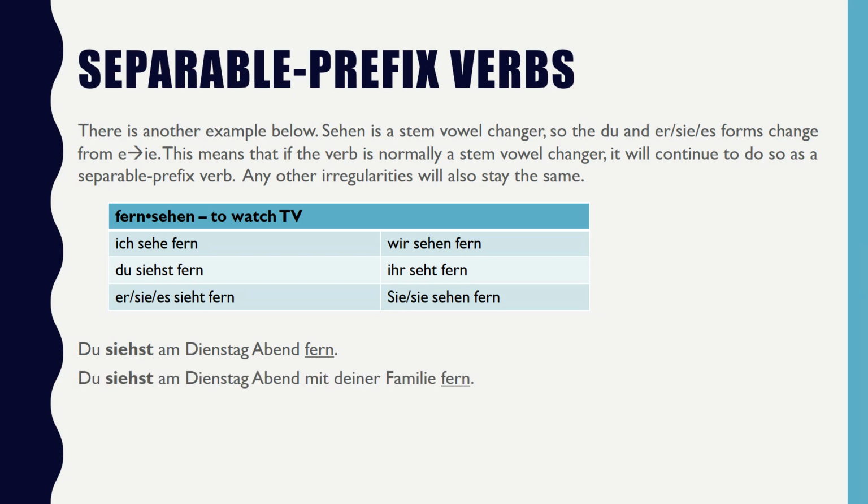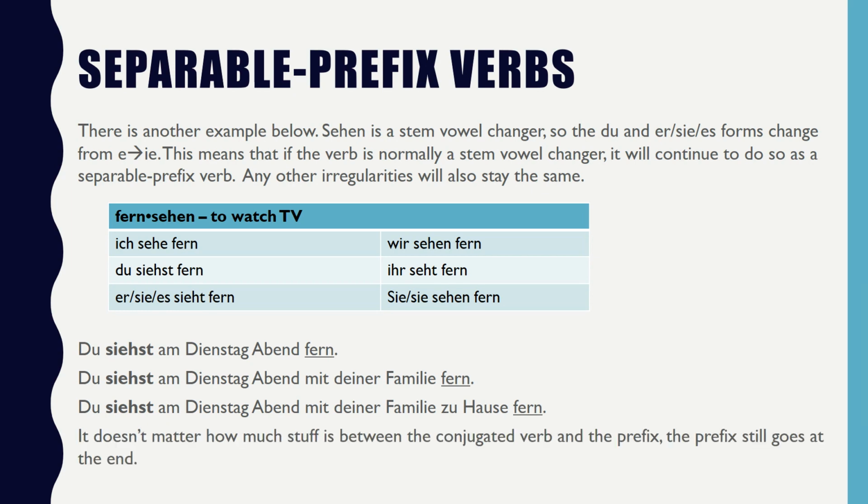Next we have Du siehst am Dienstagabend mit deiner Familie fern. This time you are watching television on Tuesday evening with your family. Du siehst am Dienstagabend mit deiner Familie zu Hause fern. Now you're watching television on Tuesday evening with your family at home. This is just like our previous examples. Siehst is conjugated in the second position and fern, the prefix, will be at the end every time. It doesn't matter how much stuff is between the conjugated verb and the prefix, the prefix still goes at the end.